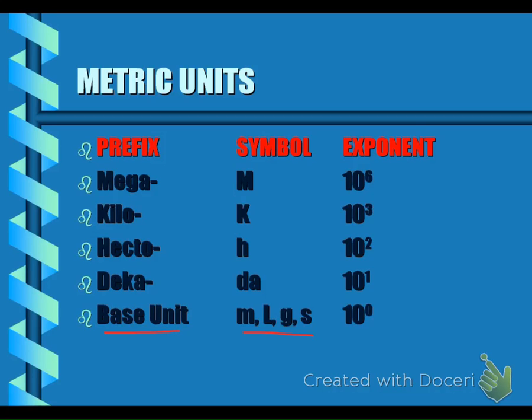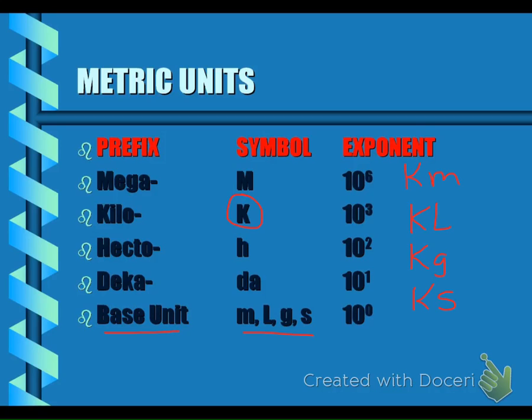So our base unit symbols stand alone. The prefix symbols are always combined with one of these base units. So for example, if we take kilo, we could write kilometer, kiloliter, kilogram, or kilosecond. We're going to use these in order to write equalities to help us make conversions.